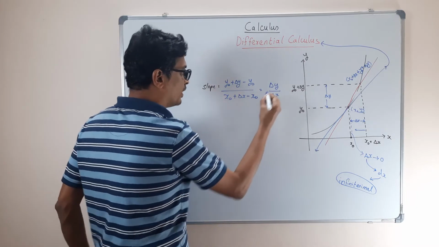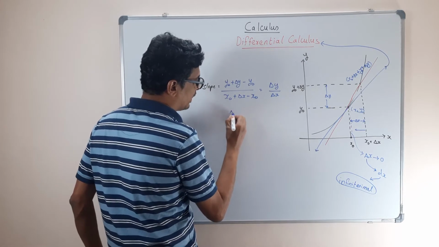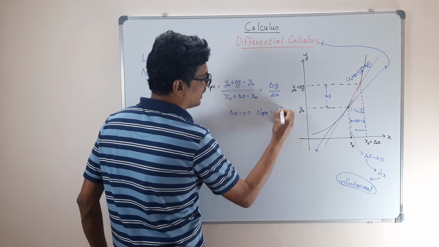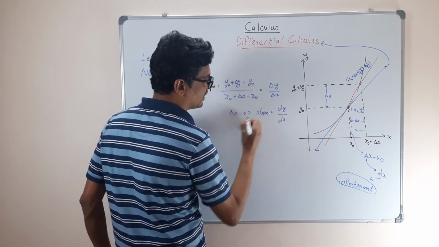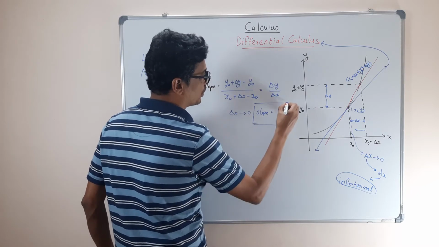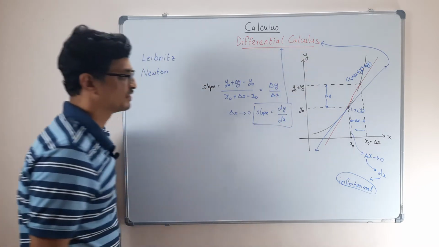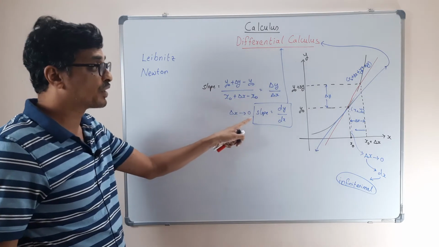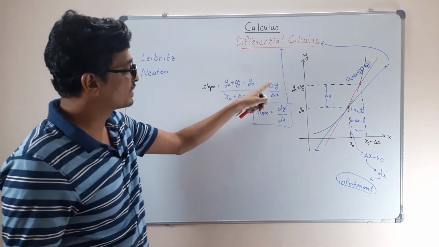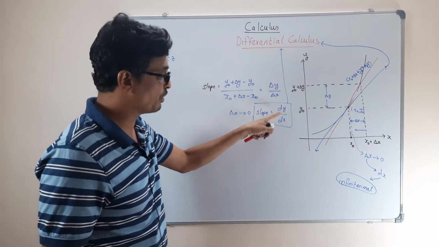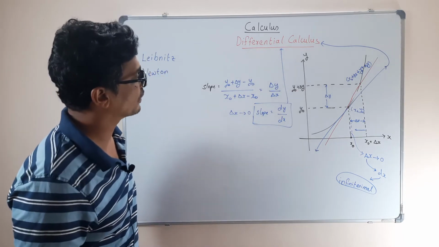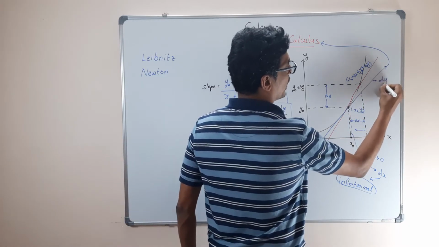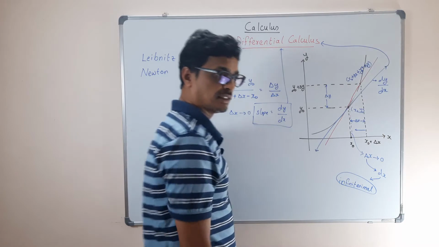So when delta x approaches 0, your slope will become dy by dx. And this is what you call differential calculus. So delta y by delta x is used when delta x is not 0. When delta x gets closer to almost 0, you represent it as dy by dx, and that is your differential calculus. So the slope of this line is dy by dx, correct? This is the differential calculus.